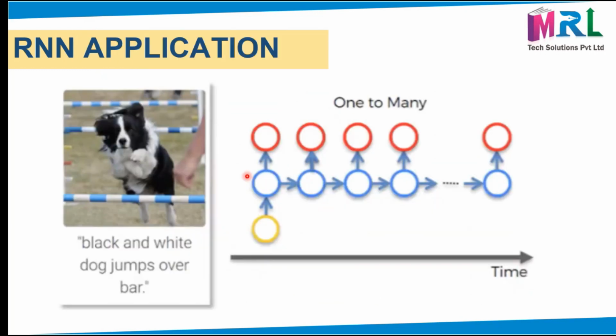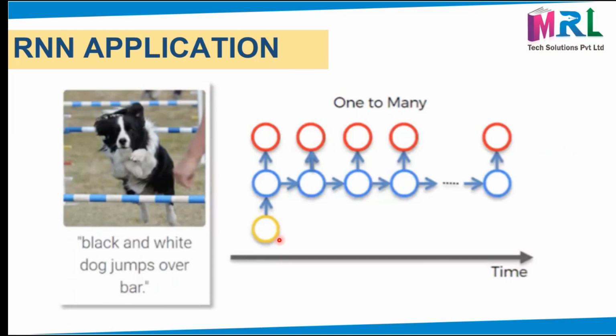One of the applications is this one. We are sending an image into the model. This is the image. The dog is running over the bar, but we are not giving any label to that. We are just passing the image, and we are applying the CNN to this image. The CNN will identify this is a dog, and the colors, everything is identified. Then it passes that information to the RNN. The RNN gives this text: black and white dog jumps over bar. Exactly, it gives the correct information about this.